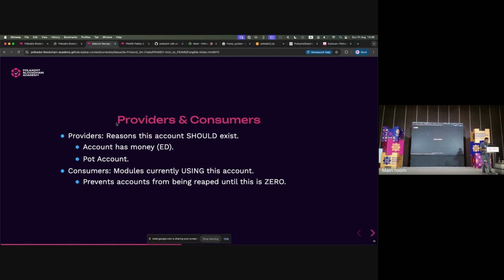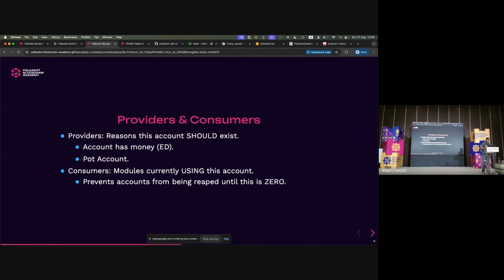Yeah, you might actually need to use this. You might have a case where your pallet needs to have a pot account, an account that belongs to that pallet. It's generated somehow, a keyless account that only your pallet manages. And for this account, you don't want it to die. You want it to stay alive, no matter what the balance is.